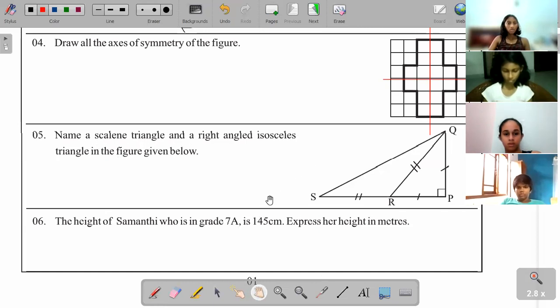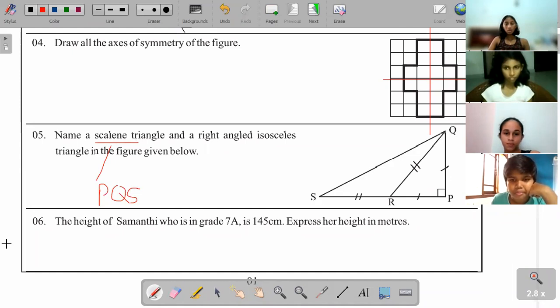What is the scalene triangle of this figure? This one is scalene or not? It is not scalene. This triangle also is not a scalene triangle. What is the scalene triangle? This large triangle, okay, PQS. Scalene triangle is PQS.